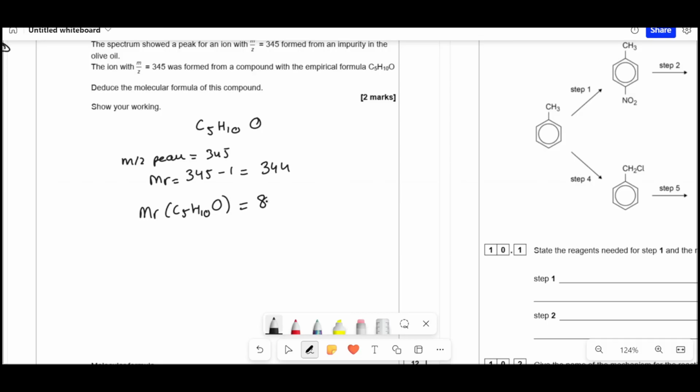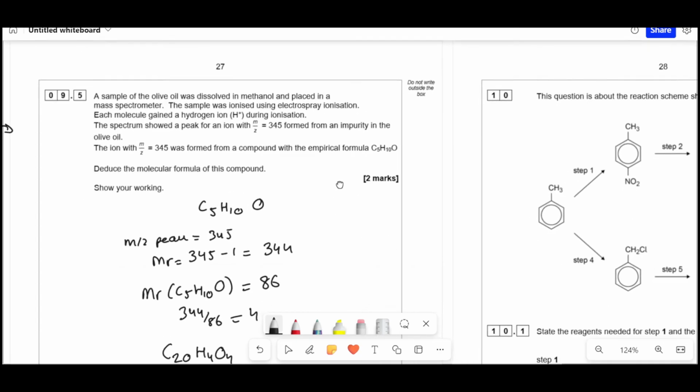And then you just do 344 divided by 86, and that'll tell you how many multiples of that we get to the original thing. So 344 over that is 4. That means that to get from the empirical formula to the molecular formula, the original form, you've got to times it by 4. So that means it would be C20H40O4. Sorry, whoops, O4. You just got to read the question.